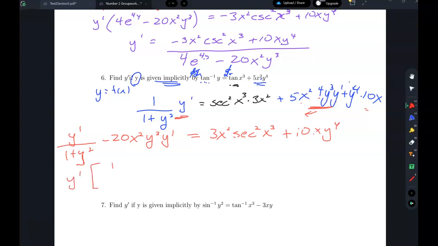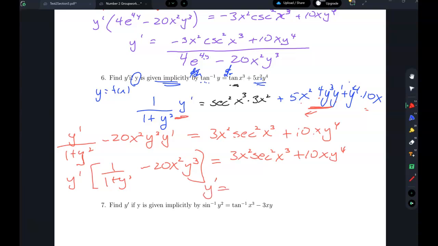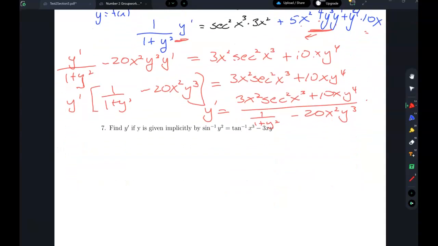So if I factor out the y prime, minus 20x squared y cubed, carry this along, plus 10x y to the 4th. Finally then, it's going to be big and ugly, but that's okay. I take this as the numerator, because I haven't written anything down incorrectly, and divide it by 1 over 1 plus y squared minus 20x squared y cubed. Wow, that was big and ugly. Okay, let me stop and do the next one.